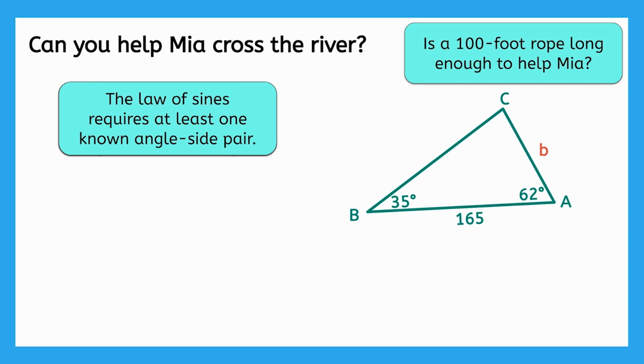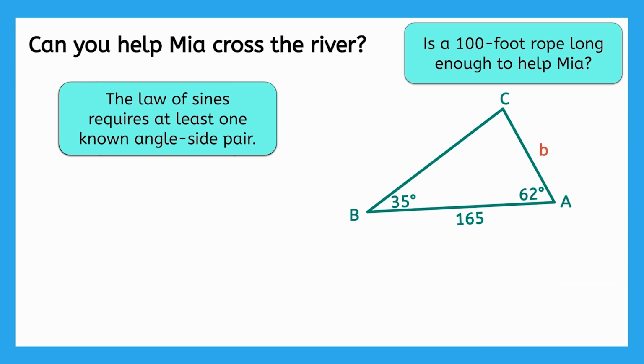Sure. The triangle sum theorem allows us to find the missing third angle, and that will allow us to use the law of sines to finish this problem. Pause your video now and find the length of side b. Let's see if you're able to help Mia.